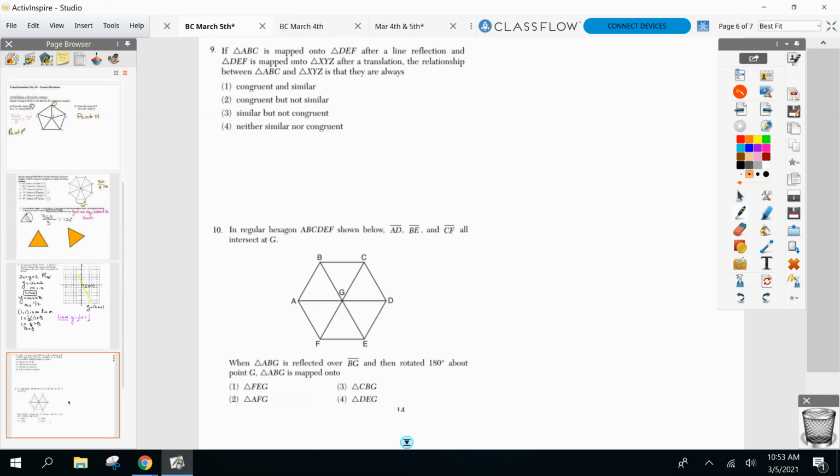So triangle ABC, it looks like I performed a line reflection. Doesn't matter what line I reflected through, it has nothing to do with the problem. So I took ABC, flipped it over a line, called it DEF. Then I took DEF and translated it. What's the relationship between my original triangle and my ending triangle? Think about what I did. You did a line reflection and you did a translation. What is the relationship between the starting triangle and the ending one? Thoughts?